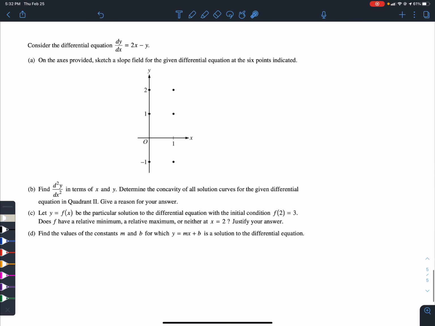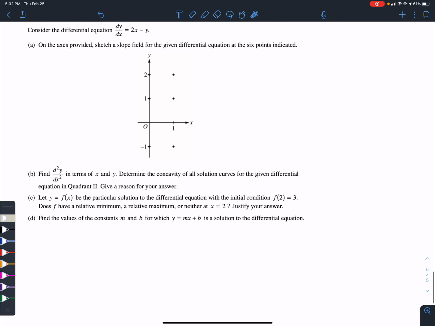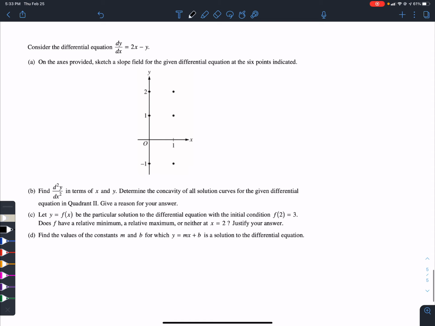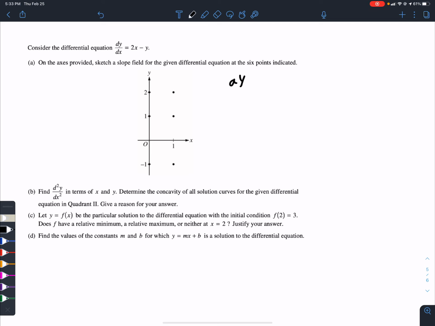I have one last example here. We're asked to draw a slope field at the 6 given points. So I need to show some work. What is the derivative at 0, negative 1?